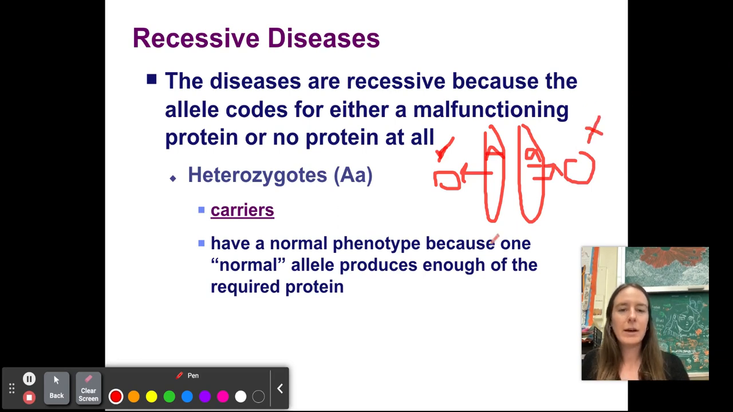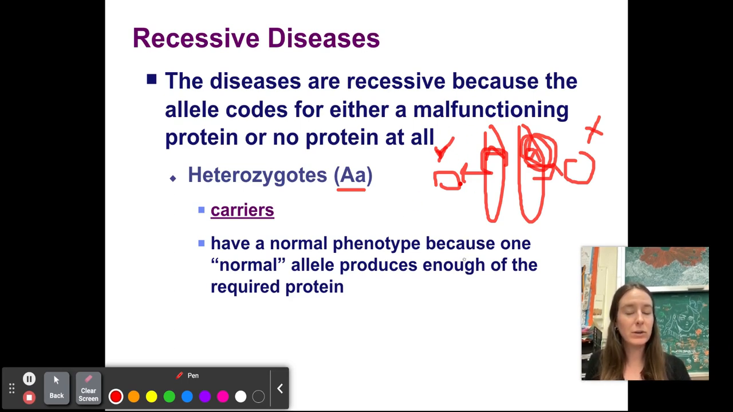Okay? In this case, as long as you have the dominant allele, you're going to make some protein, but maybe not as much as you would if you had two dominant alleles. However, if both of these were little a, then you would not be able to make working protein, and that's going to give you that genetic disease. We call you a heterozygote if you have one recessive allele and one dominant. You're called a carrier because on the surface, you don't actually have the genetic condition. Why? Because you have one working chromosome.